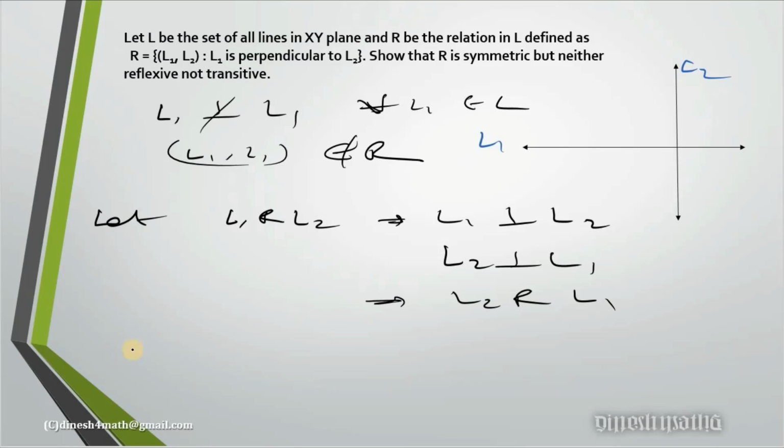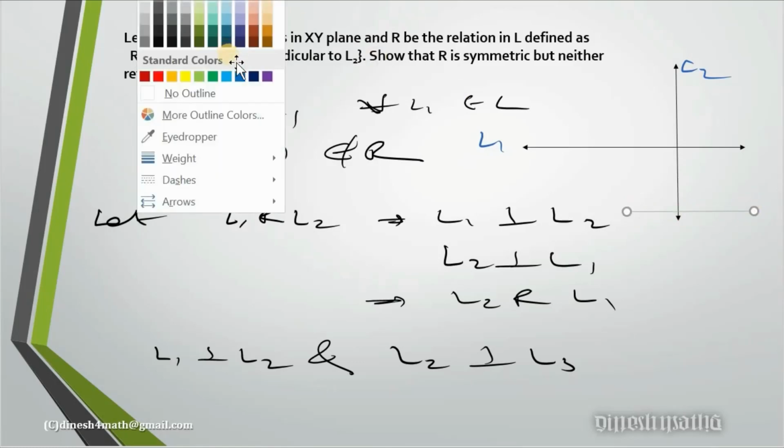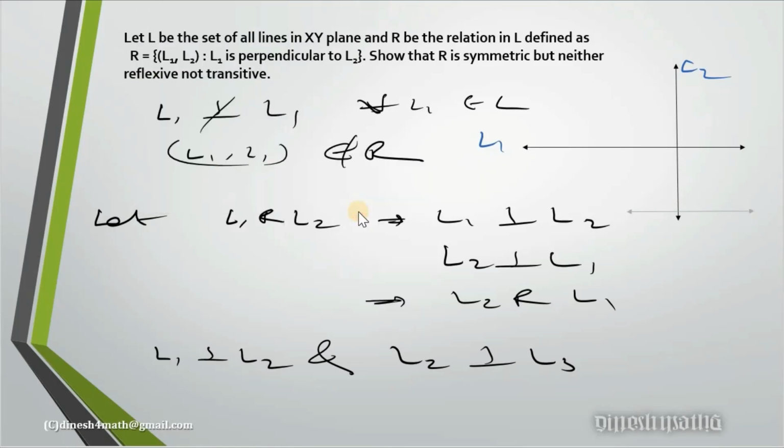Now to check the transitive part, we need L1 perpendicular to L2 and L2 perpendicular to L3. You can see the figure here. L1 and L2 are already there. Suppose I draw one more line. L1 is perpendicular to L2, and L2 is perpendicular to another line. Suppose this is the next line, a third line. Clearly this L3 is not perpendicular to L1. L1 is parallel to L3. So this is not transitive.